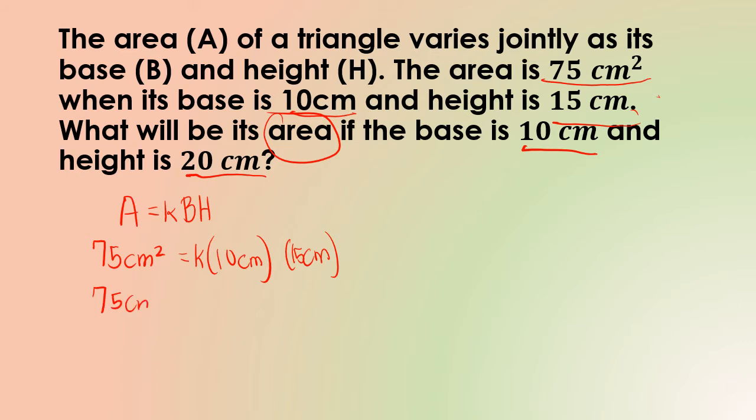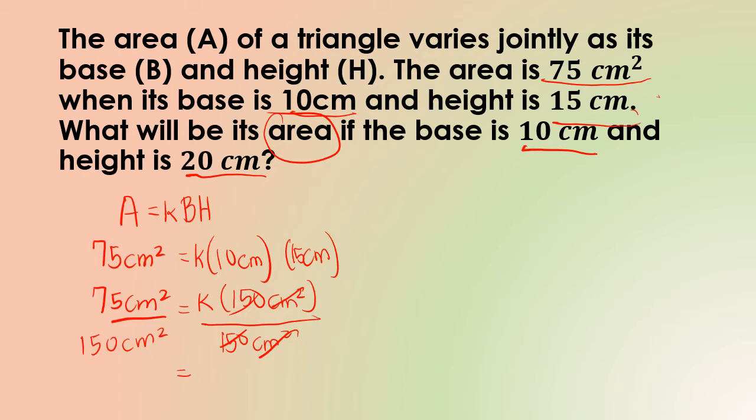75 cm squared is equal to K. 10 times 15, that is 150. And then cm times cm, that is cm squared or square unit. Okay. So, ang kailangan lang natin is K. So, K lang ang kailangan. So, para mawala yung katabi ni K, divide both sides by 150 cm squared. Kasi sinasama ko unit, cancel, cancel. So, ang lalagay mo din dito, 150 cm squared.